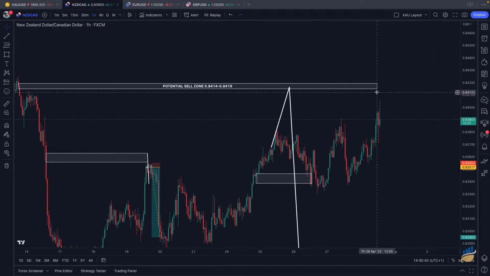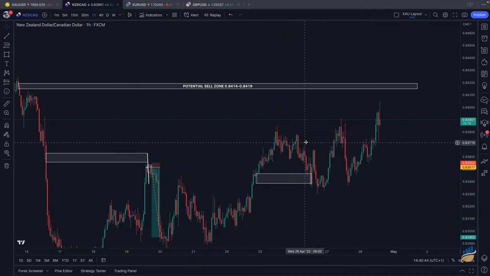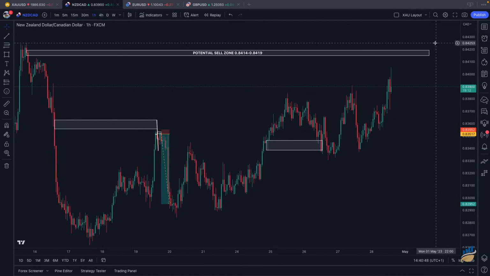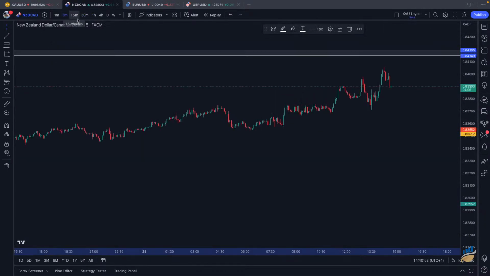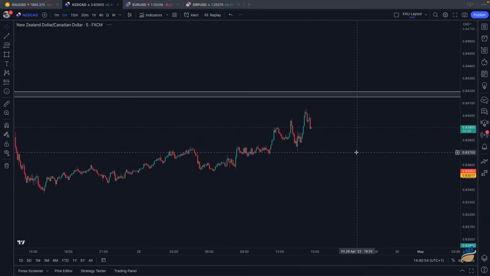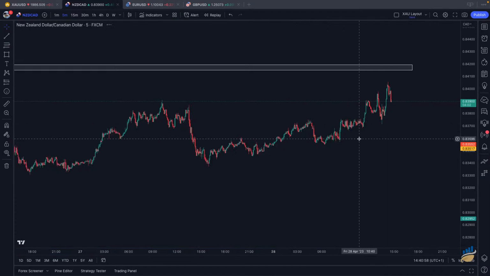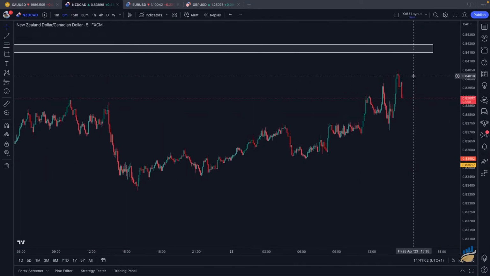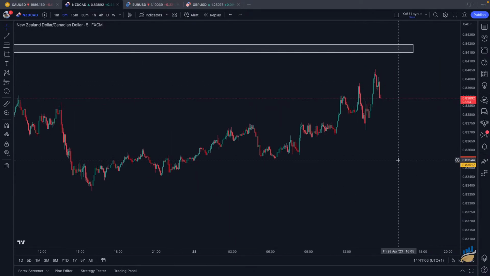NZD CAD, we want to see price trade us into this supply zone here. And then we can look to go short. Price is approaching the supply zone. We are literally just waiting for the penetration. And then we just need to wait for some break of structure to be delivered. Confirmation that this correction taking us into this is finished, and that the next wave taking us lower is underway.